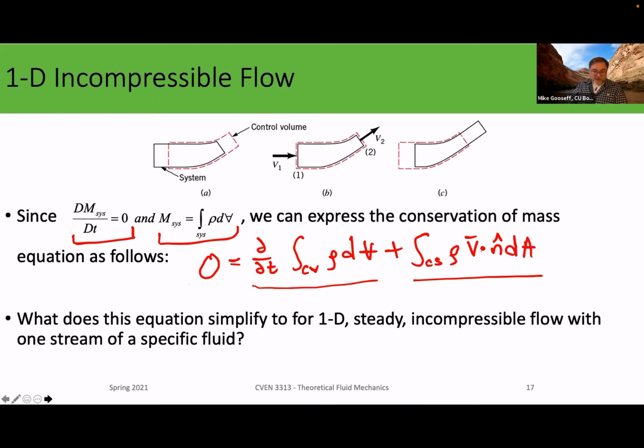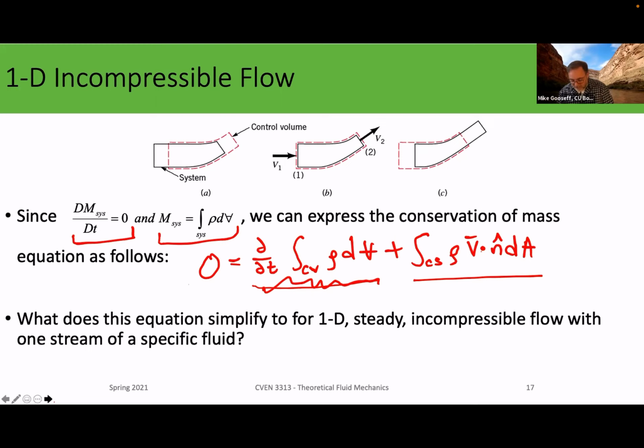That's awfully specific, isn't it? Well, let's break this down a little bit. We said it's one-dimensional. So if it's one-dimensional, we only have to worry about V's occurring in one dimension. N hat's only working in one dimension. If it is steady, then this term right here is going to go to 0 because that's a del t, right? And if it's incompressible, then we have this situation where the mass has to be balanced. All right, so what does this mean?